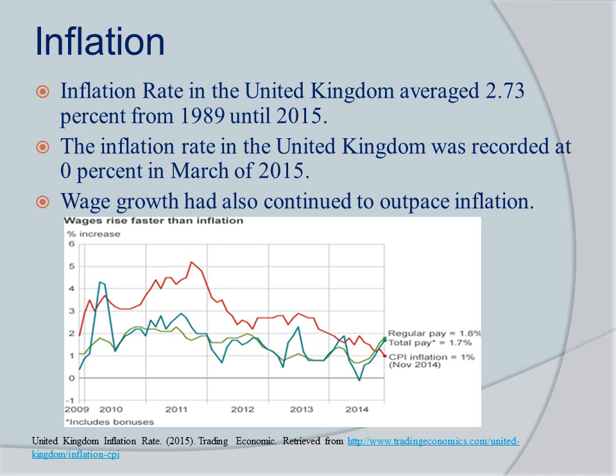The inflation rate in the UK averaged 2.73% from 1989 until now, reaching an all-time high of 8.5% in April of 1991 and a record low of 0% in February of 2015. The inflation rate in the UK was recorded as 0% in March this year, and wage growth had also continued to outpace inflation.